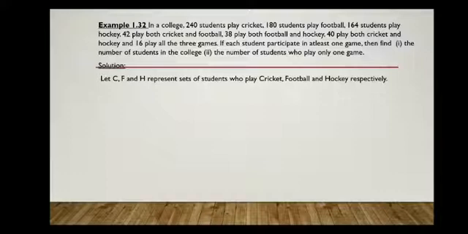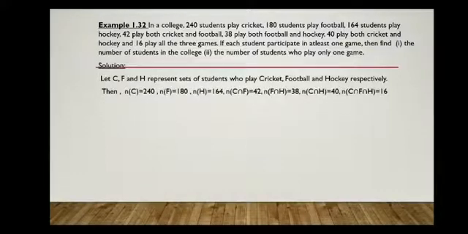So what is n of C? n of C is equal to 240. n of F is equal to 180. n of H is equal to 164. 42 play both cricket and football, that is C intersection F. 38 play both football and hockey, that is F intersection H, so n of F intersection H is equal to 38. n of C intersection H is equal to 40. And n of C intersection F intersection H is equal to 16, right?